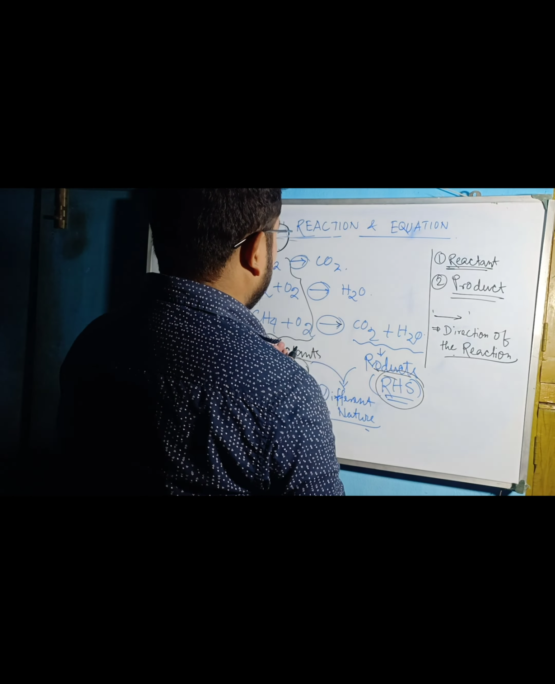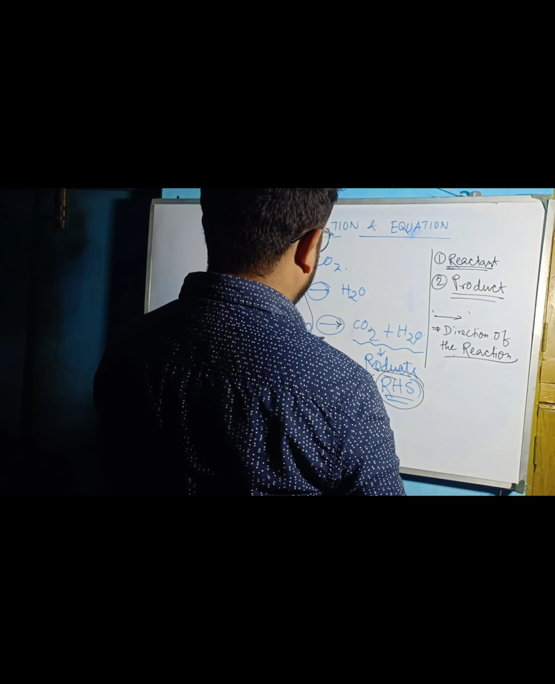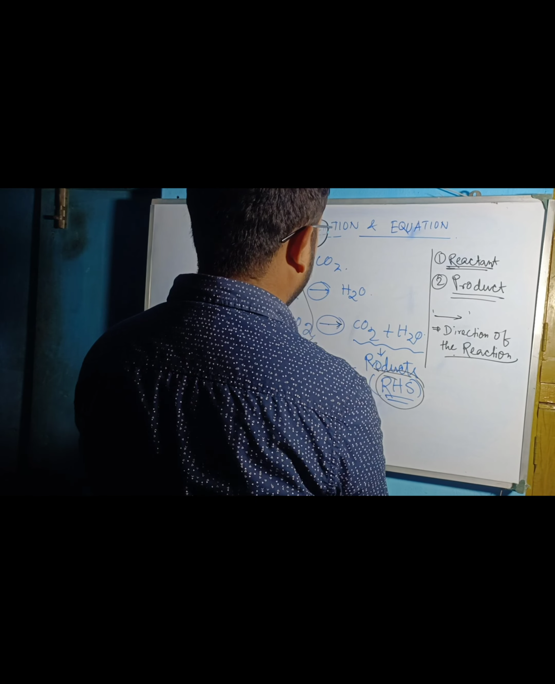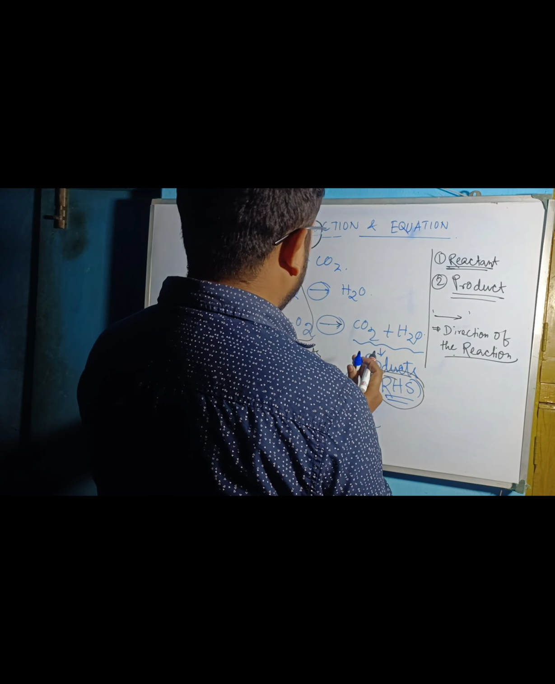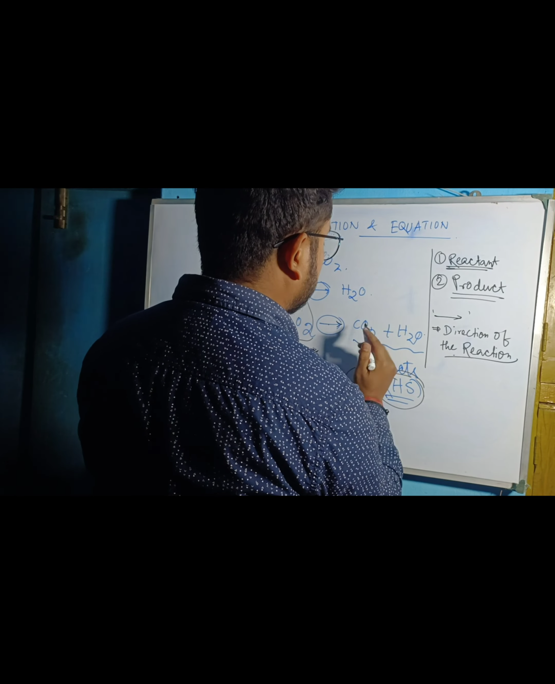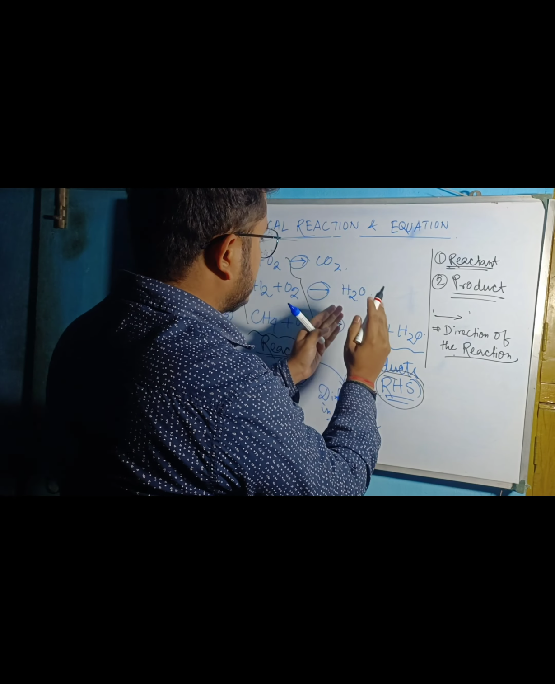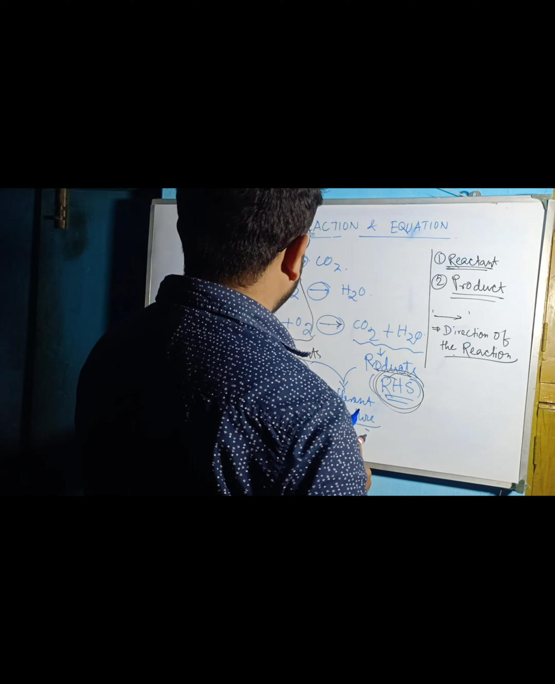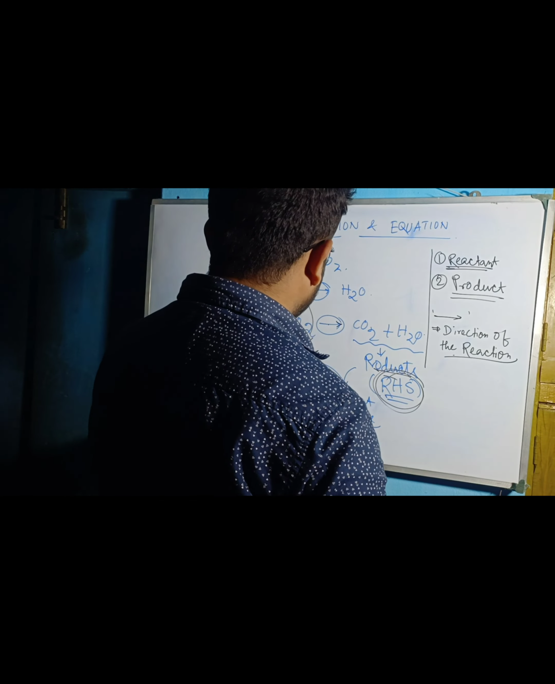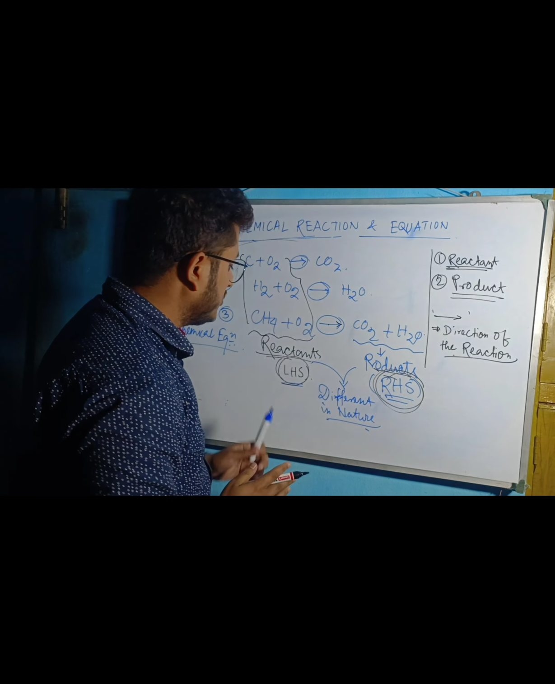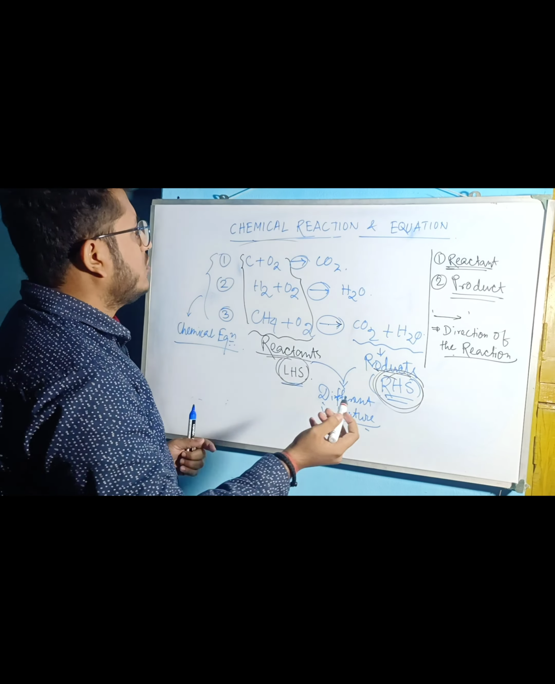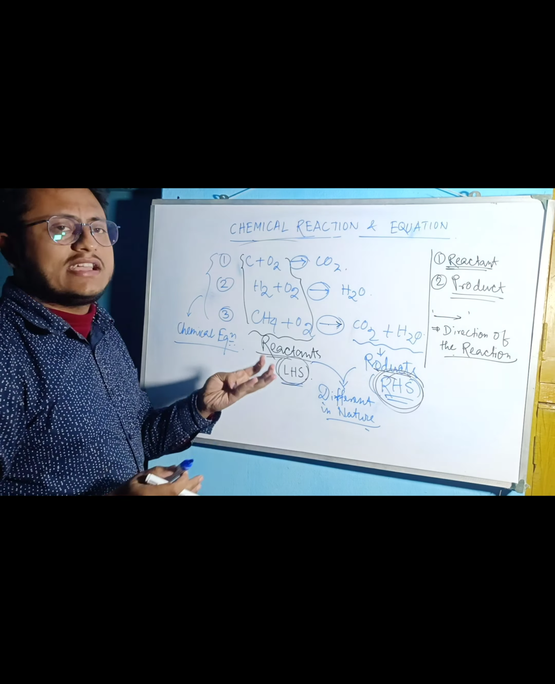Because if we stand here and look perpendicular to this arrow, it will be my left hand and it will be my right hand. So all the substances which are to the right of the arrow are called right hand side substances, and all the substances which are left of the arrow are called left hand side substances.